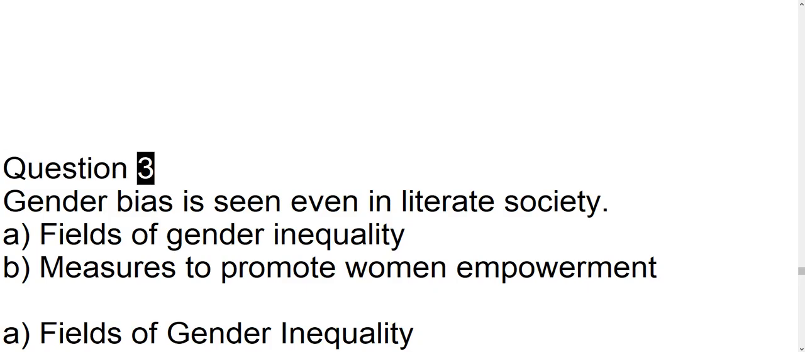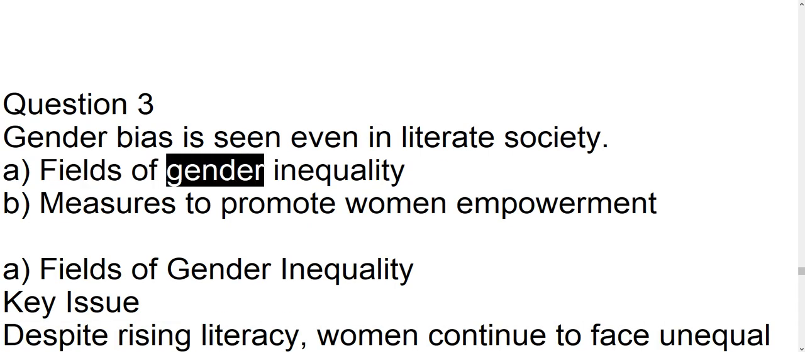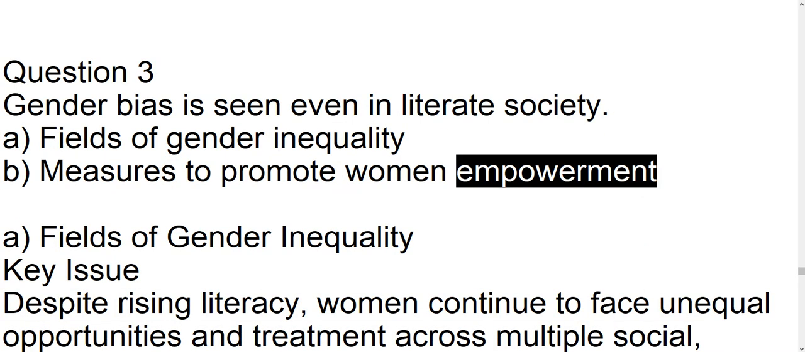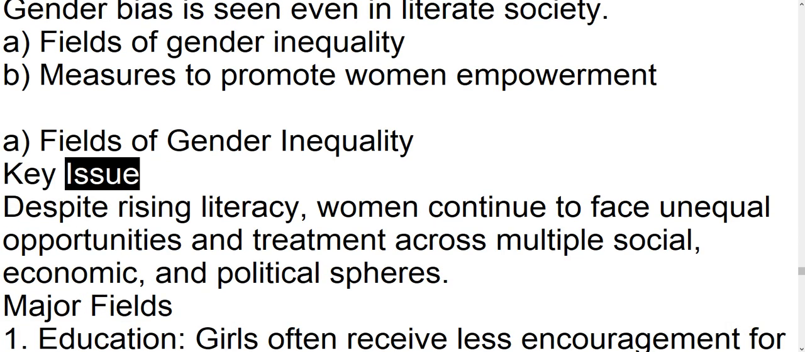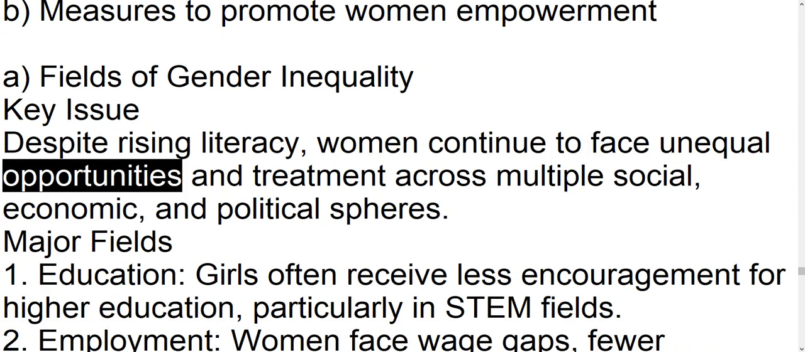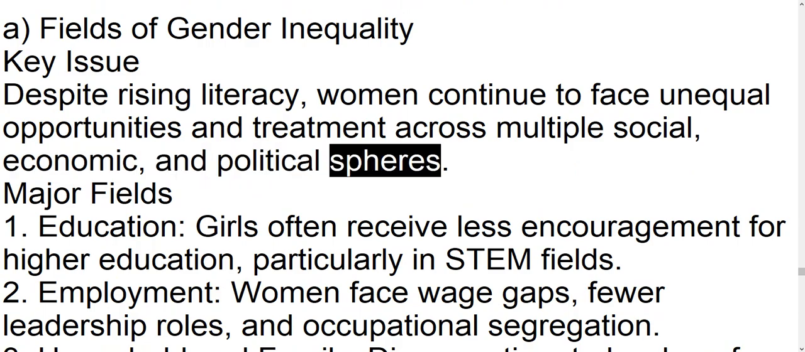Question 3. Gender bias is seen even in literate society. A. Fields of gender inequality. B. Measures to promote women empowerment. A. Fields of gender inequality. Key issue: despite rising literacy, women continue to face unequal opportunities and treatment across multiple social, economic, and political spheres.